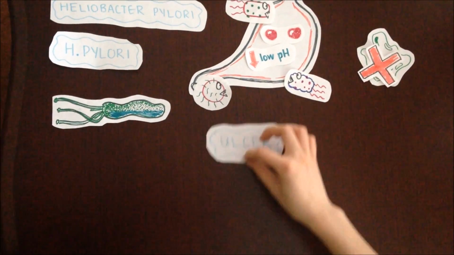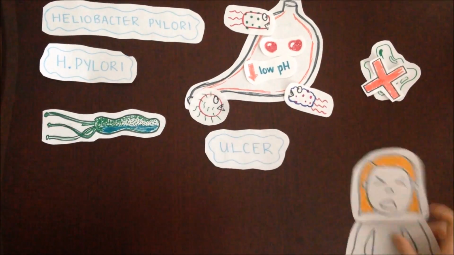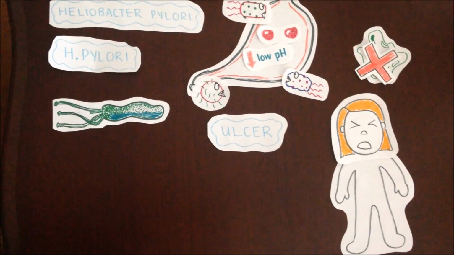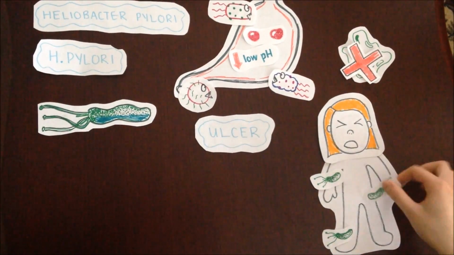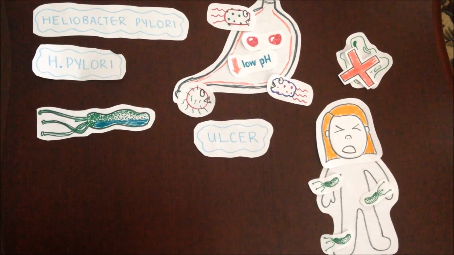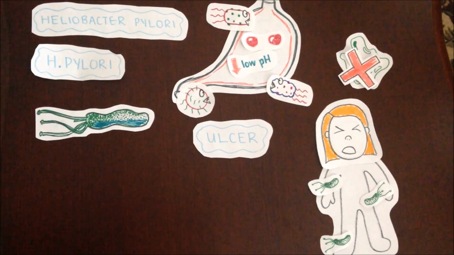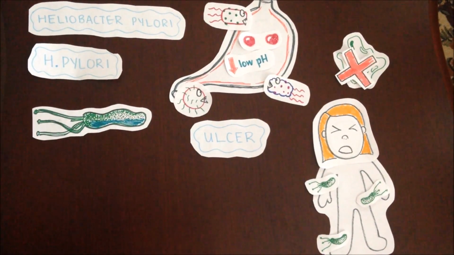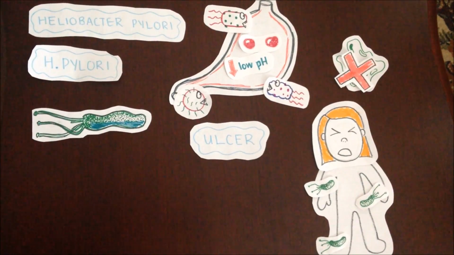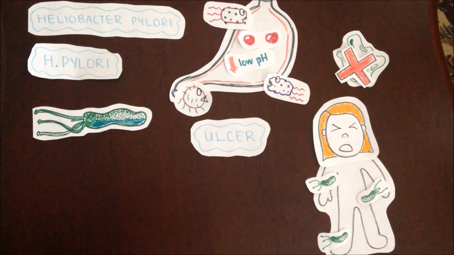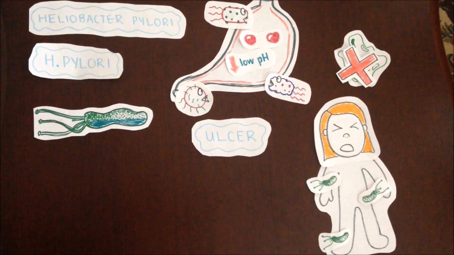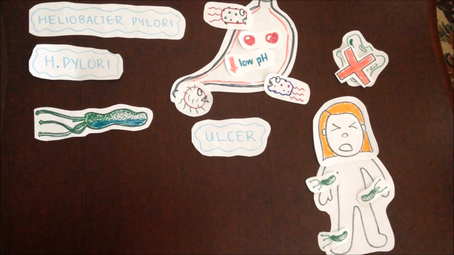This is called ulcers. Ulcers can start to bleed and be very painful. If this is left untreated, the H. pylori can spread and affect the whole body. Also, for a fun fact, H. pylori can be transferred from feces to the mouth. This usually happens when a person does not wash their hands properly after using the washroom. It can also spread through contact with contaminated water.